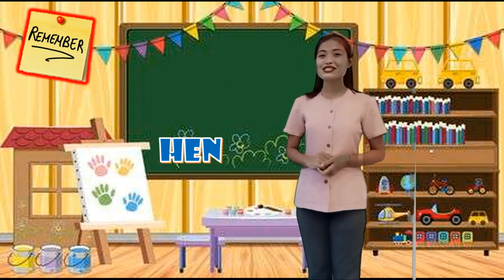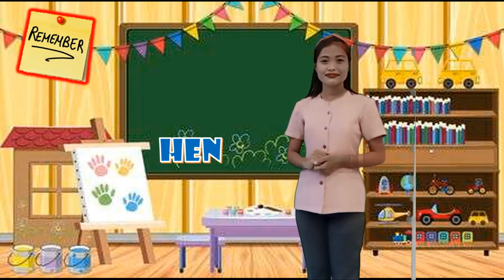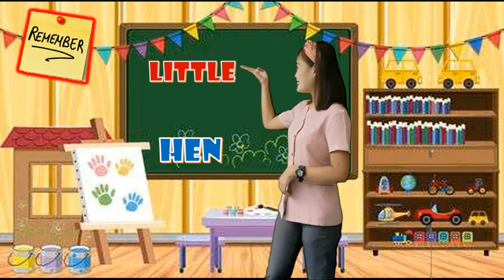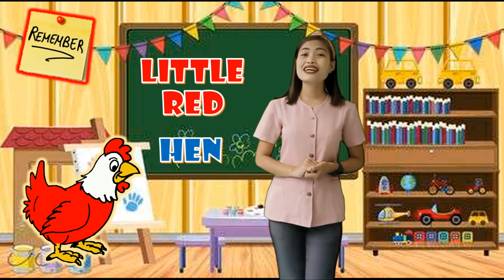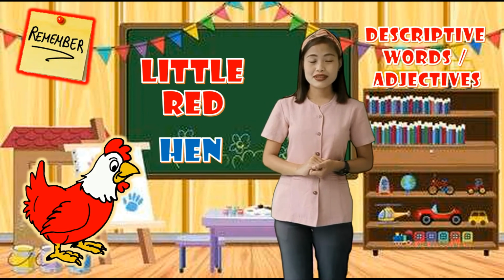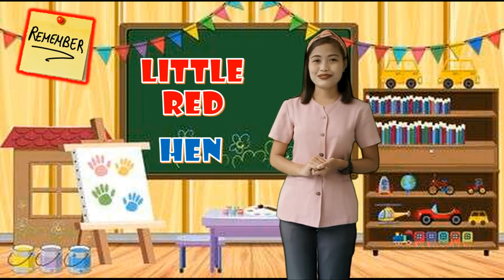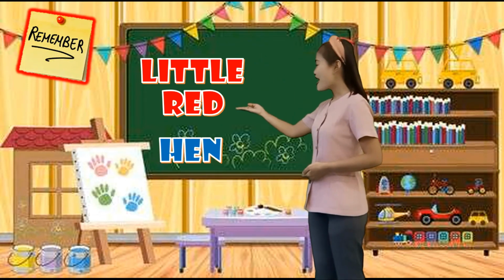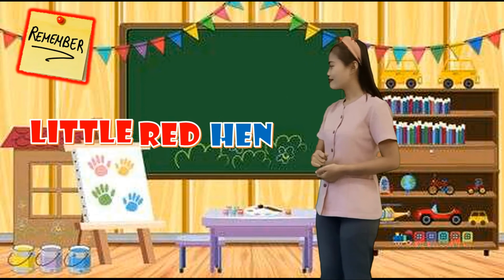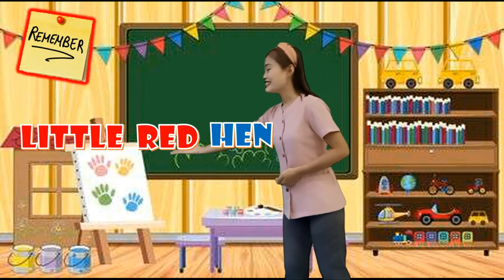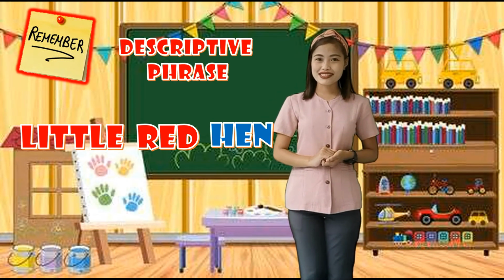How are you going to describe the hen from the story? Correct! Little and red. These words are what we call descriptive words or adjectives. Remember that an adjective is used to describe a noun or a pronoun. Little, red, hen. Let's arrange this. Little, red, hen. This is what we call a descriptive phrase.